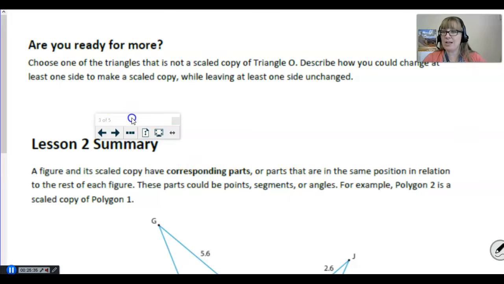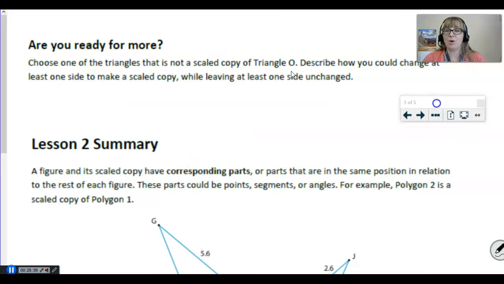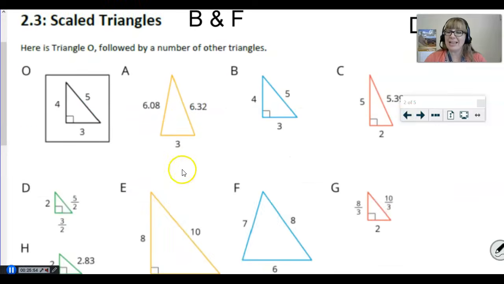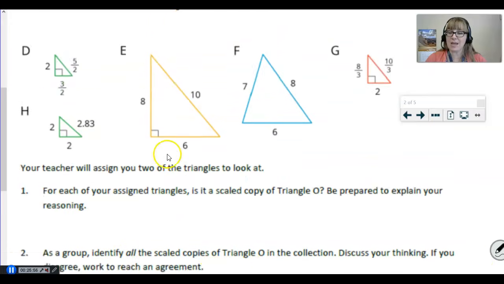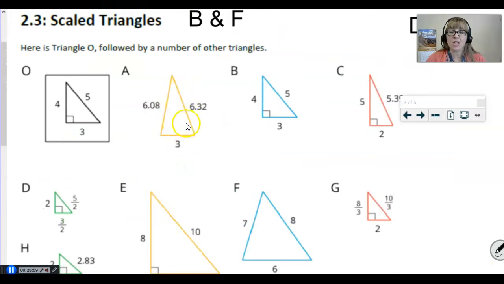On this, are you ready for more? I want you to go back to that last example. Can you choose one of the triangles that's not a scaled copy of O and describe how you could change at least one side to make a scaled copy while leaving at least one side unchanged? So again, remember, we had G, E, B, and D. A was not a scaled copy. So could you take A and explain how you can change one side and make it a scaled copy? Sometimes it will require changing two sides, and that's okay, as long as one side at least stays the same.